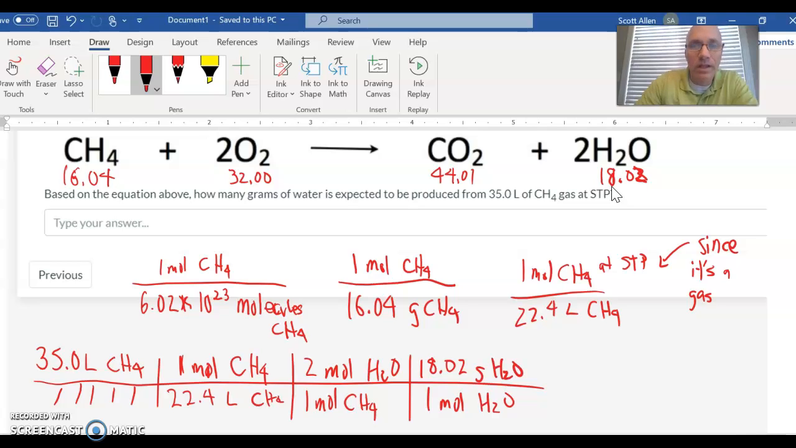If you wanted to, you could have written down the two relationships for water, but when you get used to this, you realize that if I need to get from a mole to a gram, I just use the relationship that involves the molar mass.